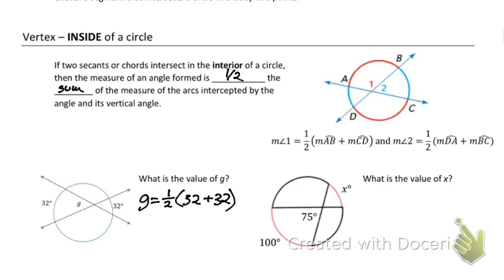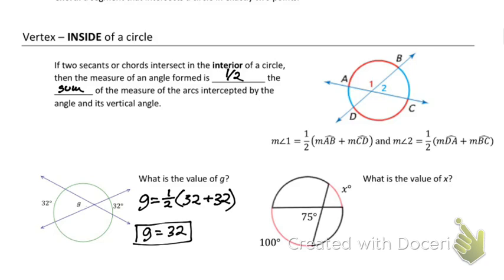I should have really changed, did I? Yours are 32 and 32, right? Well, no, it should have been different. Anyway, that's going to give me G equals just 32, because it'd be 64 divided by 2, so it'd be G equals 32.